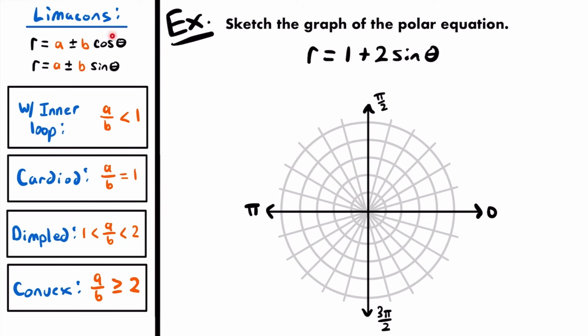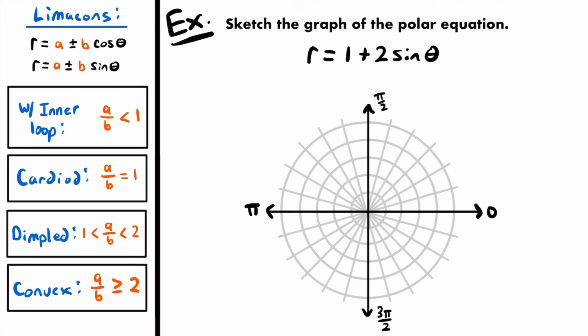If you look over to the sidebar here, these are the two types of equations that represent a limacon, but depending on those values of a and b, we might have one of the following four types of limacons. If a divided by b is less than 1, we'll have a limacon with an inner loop. If a divided by b is equal to 1, then we'll have a cardioid. If a divided by b is greater than 1 but less than 2, then we'll have a dimpled limacon. And if a divided by b is greater than or equal to 2, then we'll have a convex limacon.